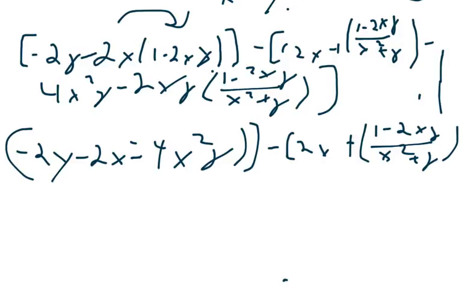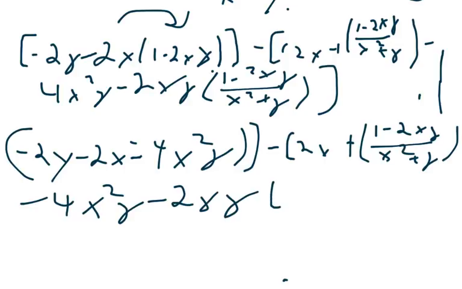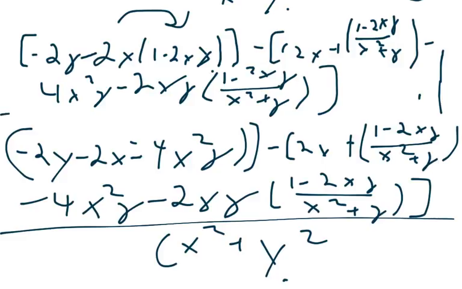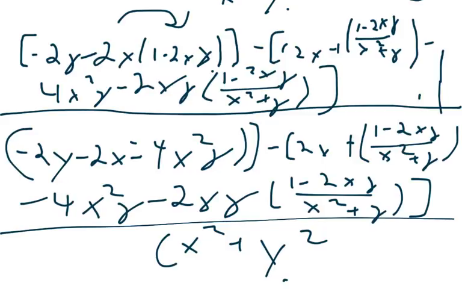And continuing it, because again I have no room, minus 4x squared y minus 2xy times 1 minus 2xy over x squared plus y. This is all over x squared plus y squared, which is the final answer for the second derivative of this problem. I apologize for the mess.